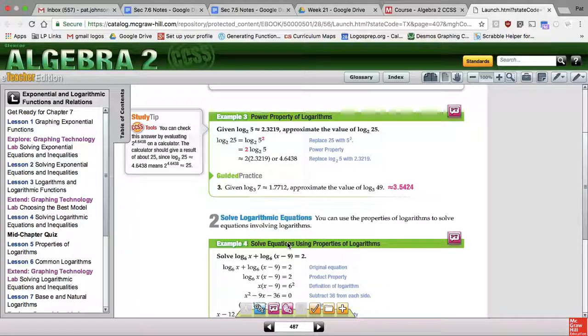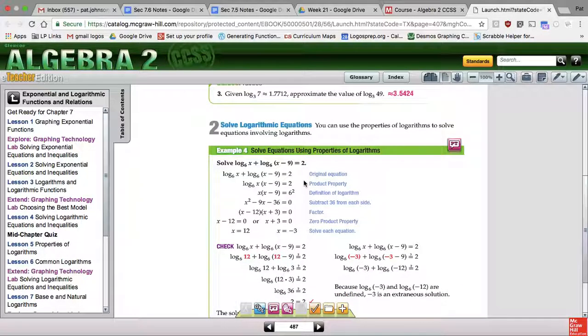So let's use example 3. Given log base 2 of 5 is approximately 2.3219, they want you to approximate the value of log base 2 of 25. Well, 25 you should know is a perfect square, so they just took this and rewrote it as log base 2 of 5 squared. Using the power rule, this 2 comes over here, 2 times log base 2 of 5. Well, I know I have an approximation, 2.3219. That means multiplication, so that times 2. We can do this without a calculator.